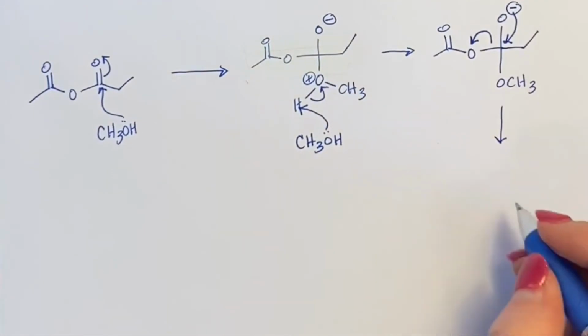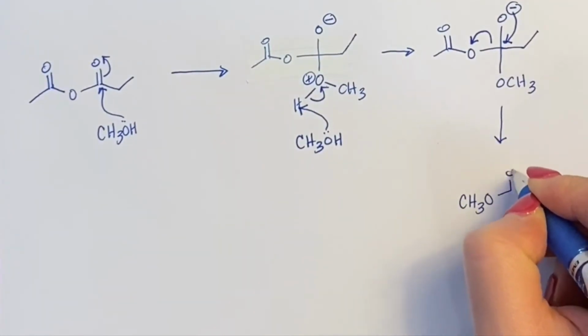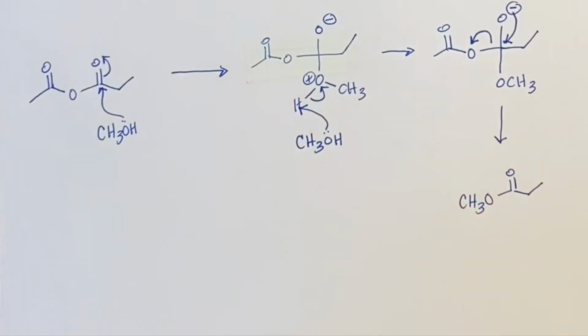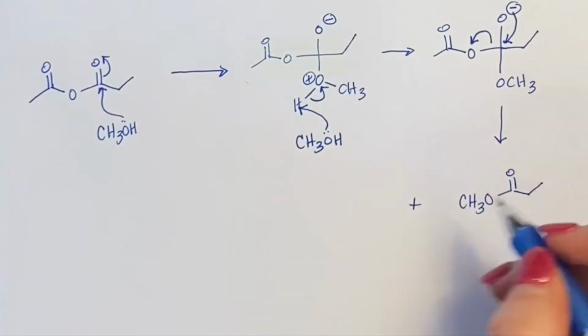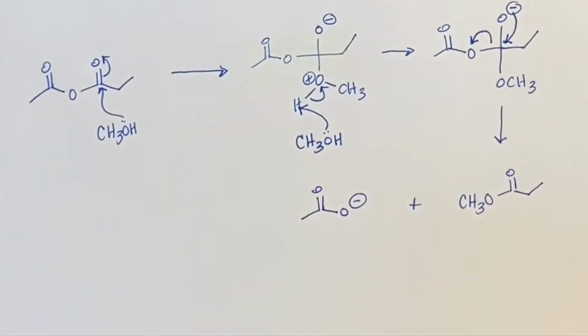So that gives me my first product, which is the ester. Plus, I also get a carboxylate ion, which was my leaving group. So that one there.